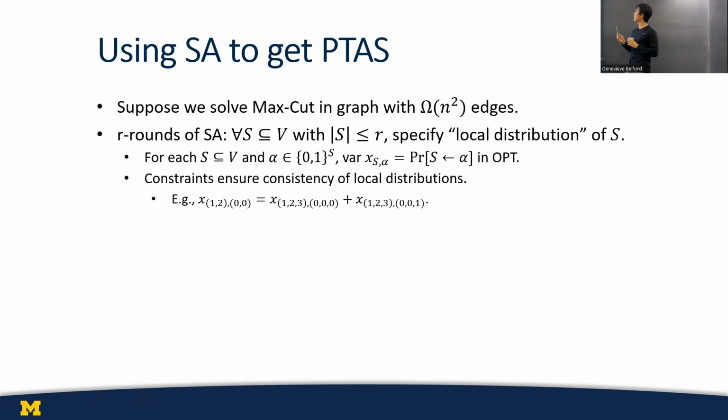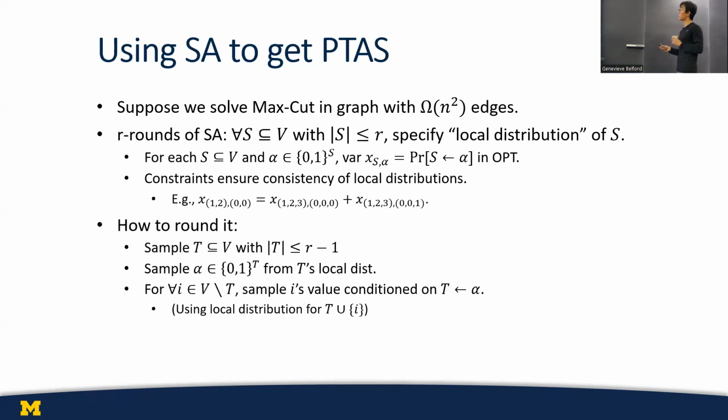Then for any pair S and alpha, I'm going to create a variable X sub S alpha, whose intended meaning is the probability that S gets the assignment alpha in the optimal solution, if OPT is a probability distribution over optimal solutions. That's my intended meaning of X sub S alpha. One can see that the number of variables will be roughly n to the r. And of course, if you have this interpretation, then one can naturally put some kind of consistency constraints between these variables.